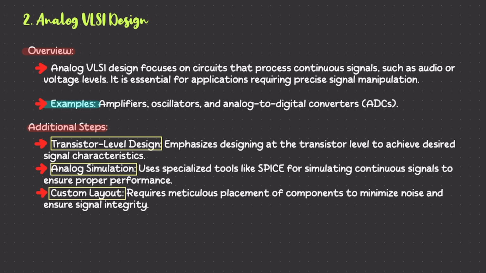Obviously a team will come up with the architecture. But what are the additional steps which are included while we are designing our analog VLSI chip? First one is our transistor level design. Here we are giving extra emphasis in designing at the transistor level to achieve the desired signal characteristics, because here the processing of signals is very important to us. Second is our analog simulation. We use specialized tools, for example SPICE, and why are we using it? To simulate the continuous signal to ensure that we have proper performance from the chip.